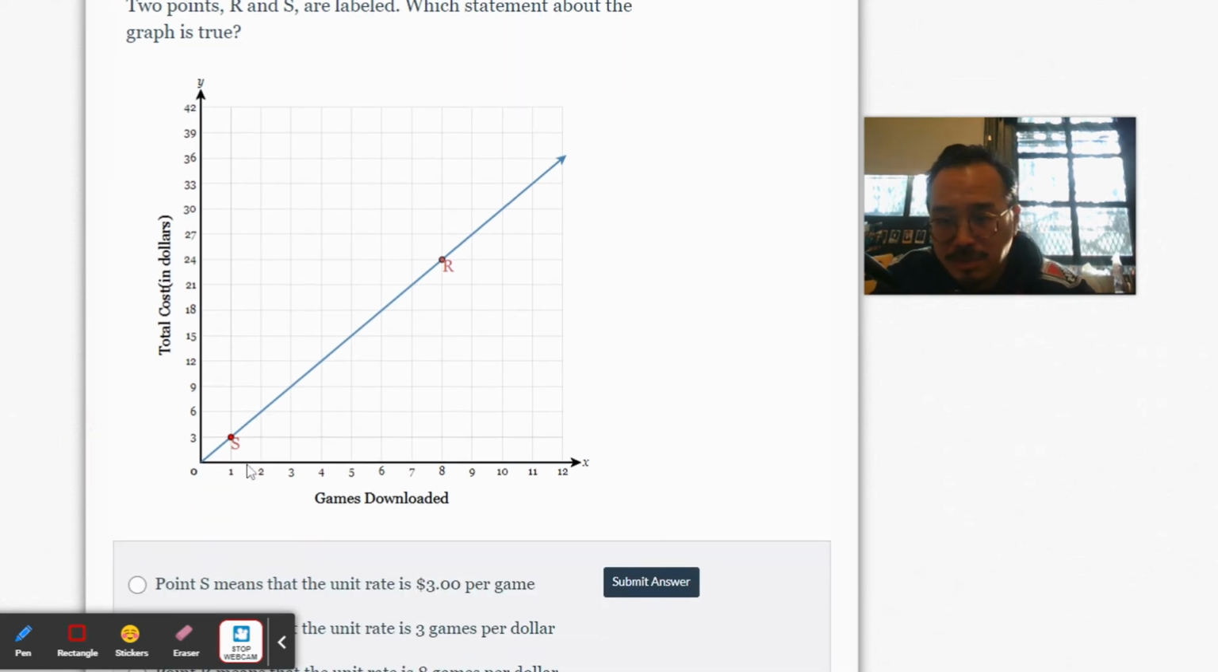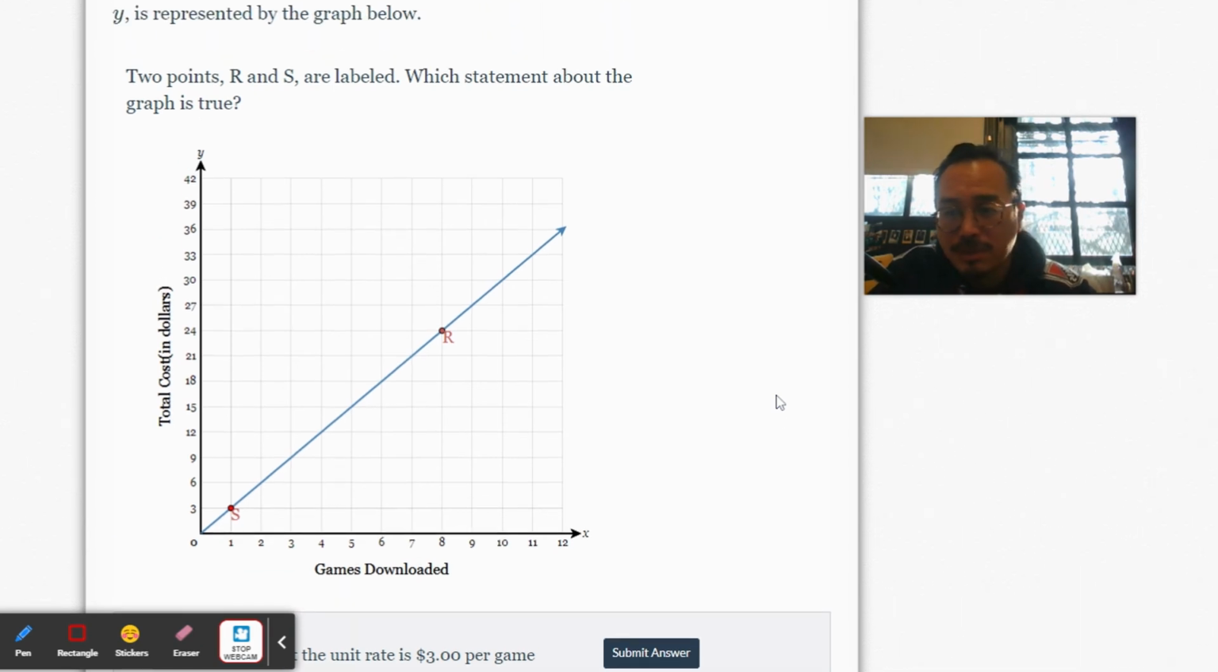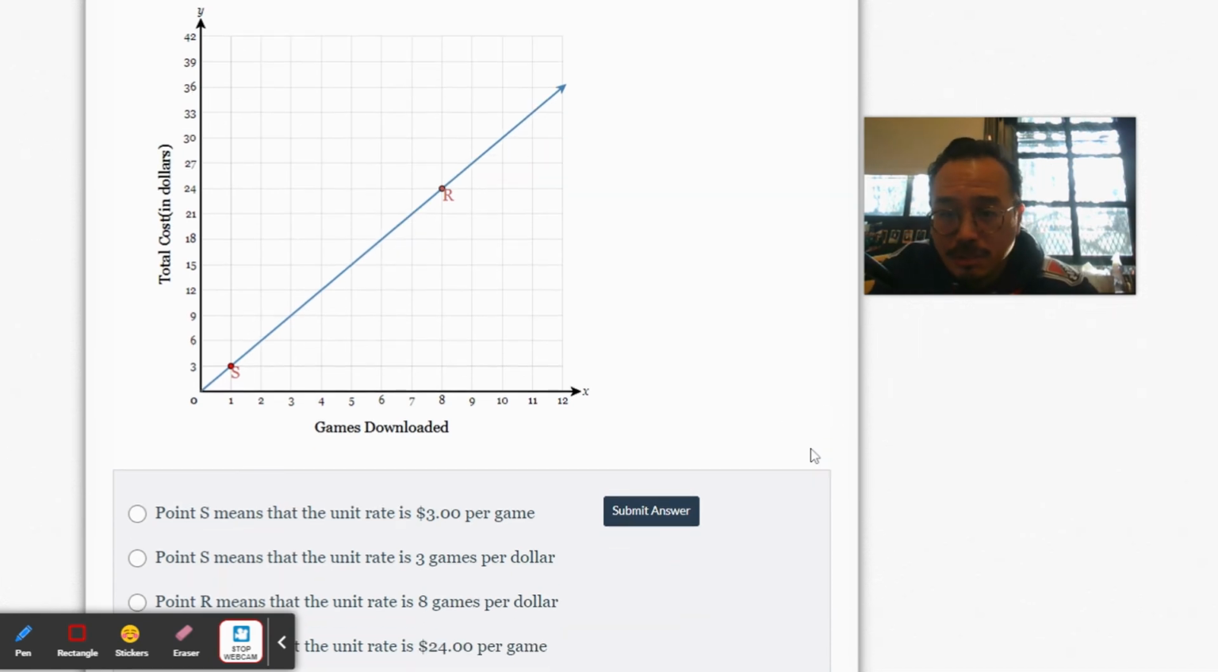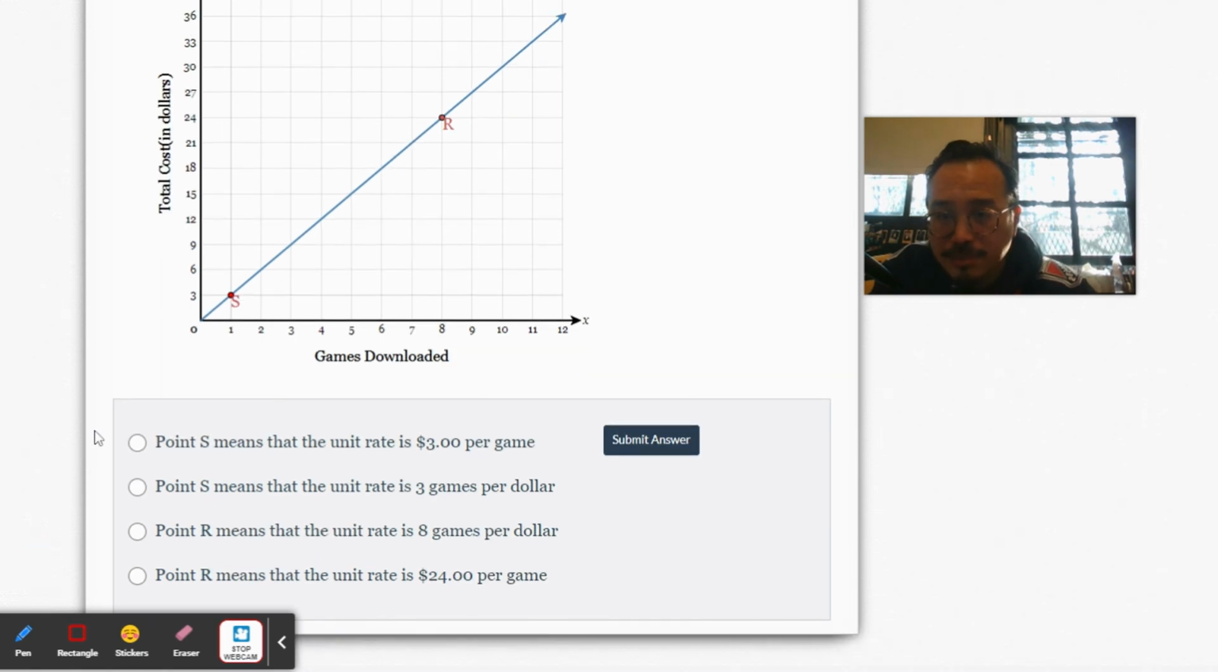So you've got 2 points here. Which one is true? I don't even think this is the correct question for this category, but it's close enough. Now, what does it say? X is games downloaded, and this is the cost in dollars of the game. So point S is the unit rate, right? One game is $3, so $3 per game. Yep, that is true. So I'll click on that for now.